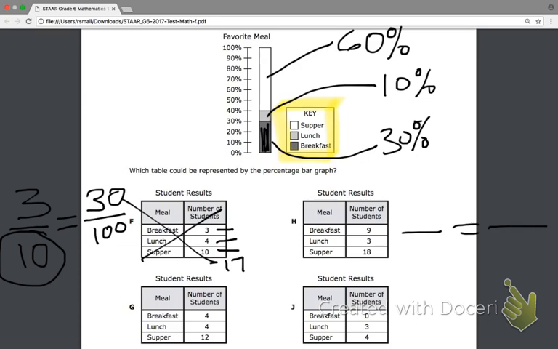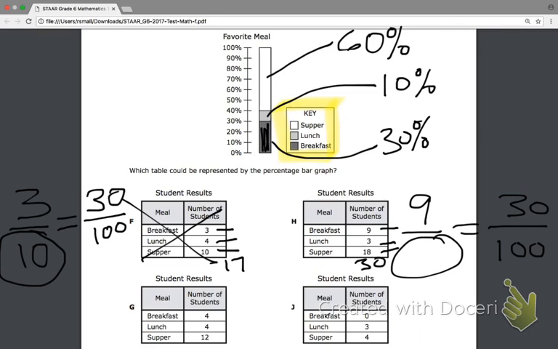Draw my ratios. I know 100 goes at the bottom. My breakfast percentage is 30. And the part of students who want a breakfast is 9. So now I'm going to look for my total. And the total number of students in this survey is 9 plus 3 gives me 12 plus 18. Let's see. 12 plus 18 gives me 30.